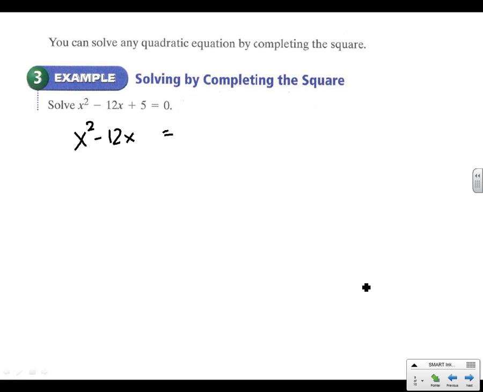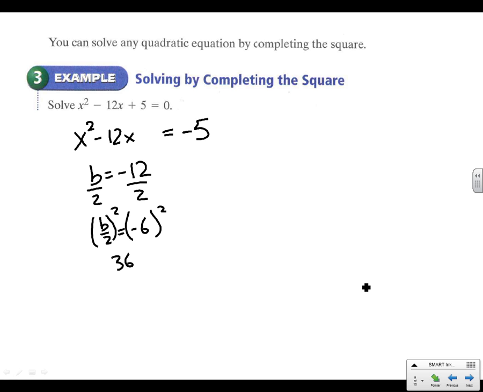What we want is to first move the 5 to the other side. Alright, because 5 is not a perfect square. It's not going to help us. So now we're just going to complete the square like we did in the last problem. What's our b? Negative 12. We're going to cut it in half. So b over 2 is negative 6. Let's go ahead and square it. And so we get 36. So we need to add that in right here. But if we do that, we need to do it to the other side as well.